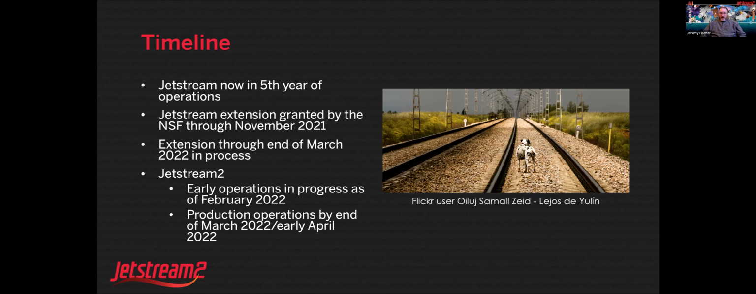Jetstream 2 is in early operations right now. We continue in early operations until our National Science Foundation review. We hope that all will go well there, and we will be in production at the end of April 2022. We are not anticipating any issues there so far.